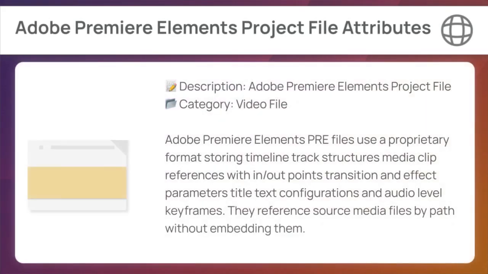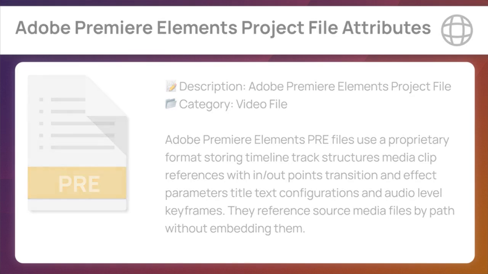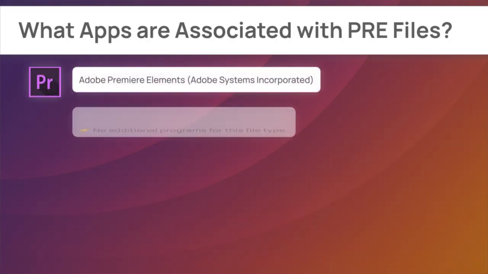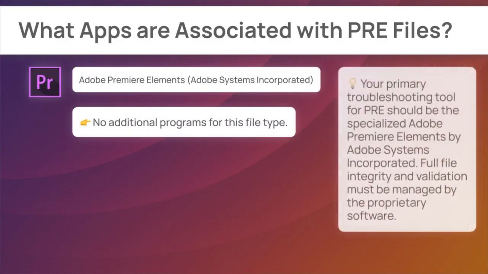Adobe Premiere Elements PRE files use a proprietary format storing timeline track structures, media clip references with in-out points, transition and effect parameters, title text configurations, and audio level keyframes. They reference source media files by path without embedding them. The application responsible for generating the PRE file is typically Adobe Premiere Elements by Adobe Systems Incorporated. Full rendering of all file components is dependent on dedicated software.